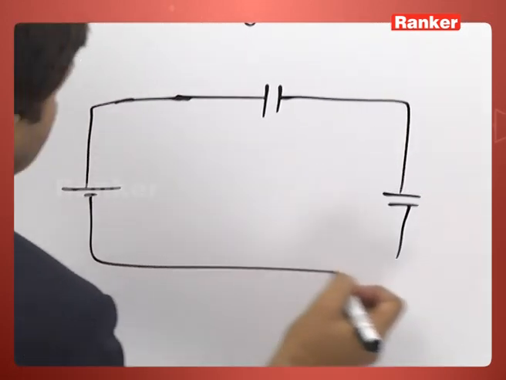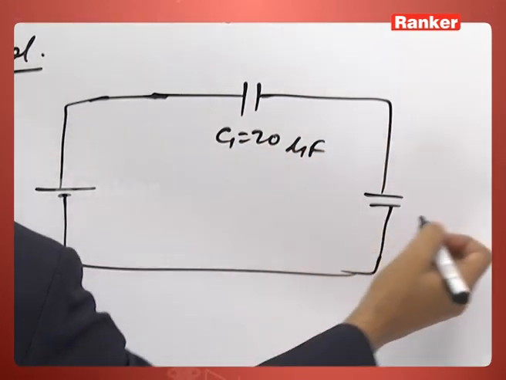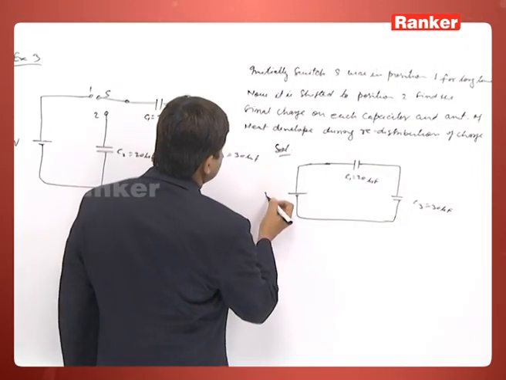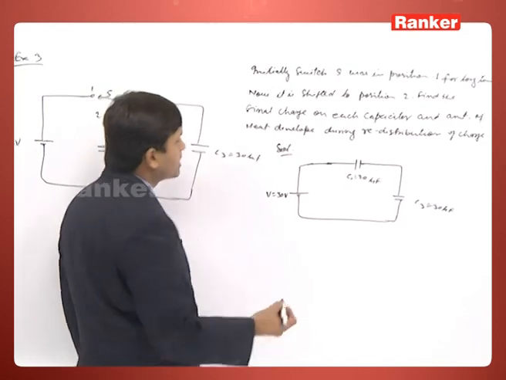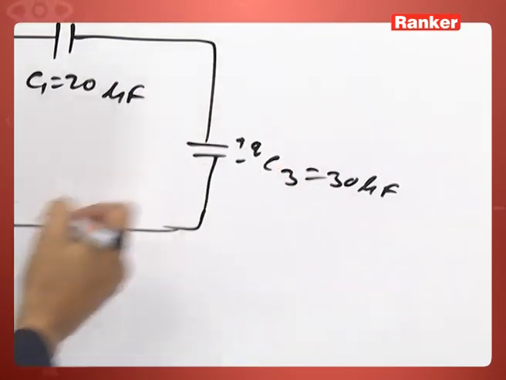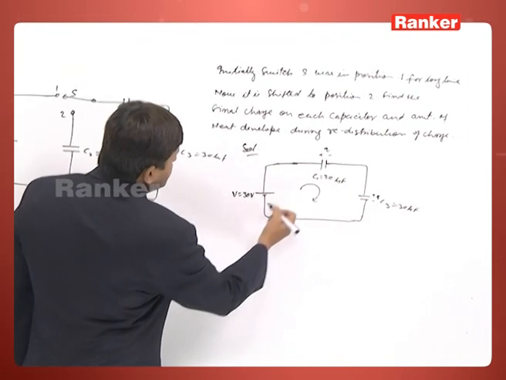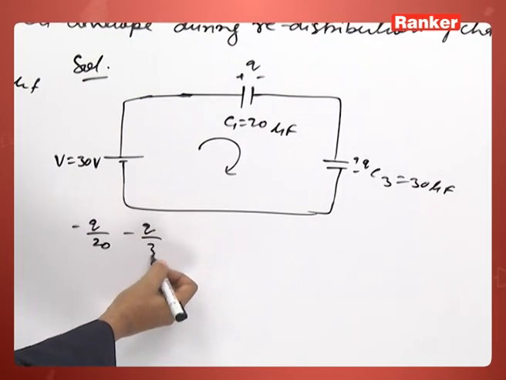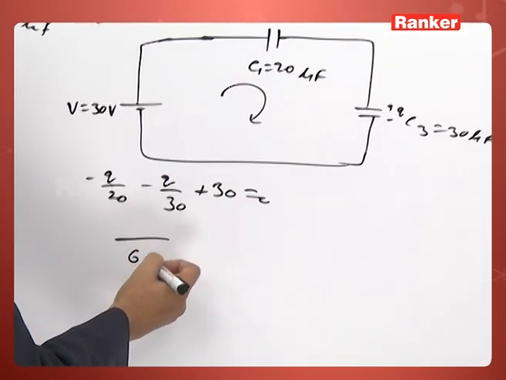Then the effective diagram is like this. This is your C1, 20 microfarad, and this is your C3, 30 microfarad, and we have a battery of EMF 30 volt. Now we can calculate the charge. Let the charge be Q. Here the charge is also Q. By applying Kirchhoff's second law, we get minus Q by 20 minus Q by 30 plus 30 is 0.